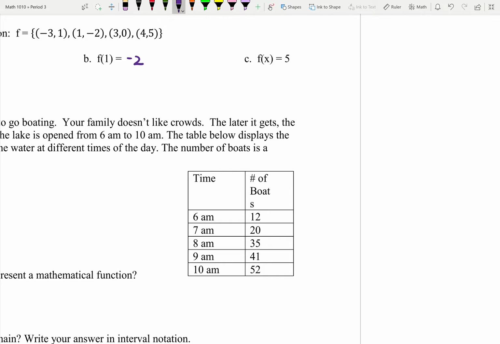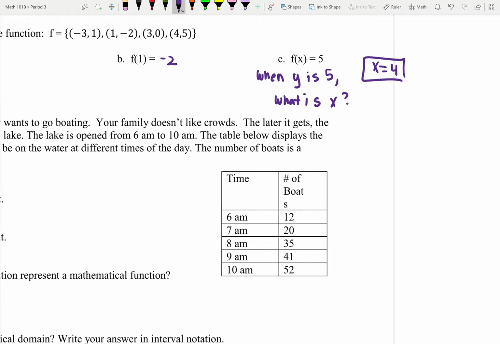Look at this one. This is not the same. Is the 5 the x, everybody, or is the 5 the y? The 5 is the y. So let's write down, when what? You tell me what to write. When y is 5, comma, finish the question. You're exactly right. What is x? When y is 5, what is x? Everybody tell me the answer. It's 4. X equals 4. So when y is 5, x is 4. Okay, you guys are awesome.